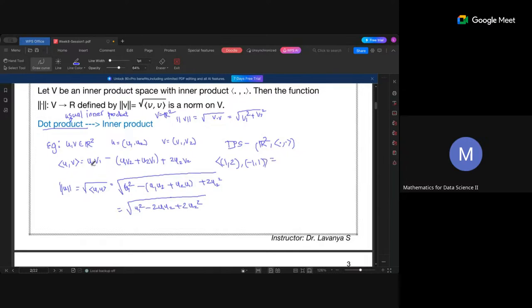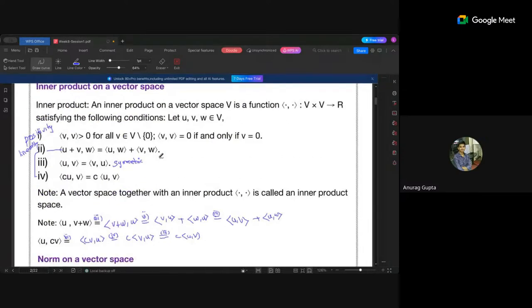What is the inner product in this inner product? Can you tell? 1 times minus 1, that is minus 1. Minus U1 V2, 1 times 1, that is 1, so minus 2. Minus U2 times V1, so minus 2. And then plus 2 U2 V2, which is 4. So you have the answer: minus 1, plus 1, plus 4, which is 4. So the inner product in this way is defined, and you get the answer like this. So you understand this is some inner product, and it satisfies these conditions.